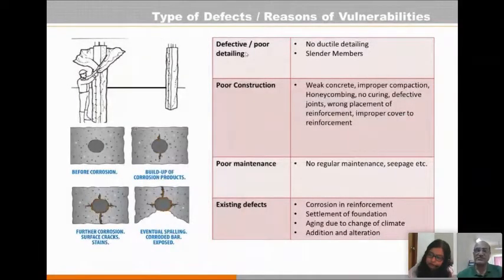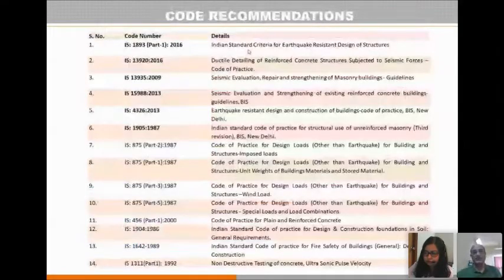The second level: even if the structural engineer designs the structures properly within the four walls, implementation can be an issue, and there are different kinds of problems which come across. Defective or poor detailing means whatever detailing the structural engineer has done has not been implemented properly. Poor construction because of various reasons, poor maintenance, and existing defects, that is corrosion and settlement of foundation. These are the aging and additions and alterations. These are also reasons which are causing vulnerability in the structures during the construction as well as during the operational stage.